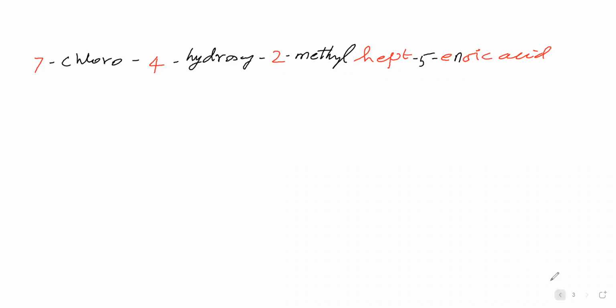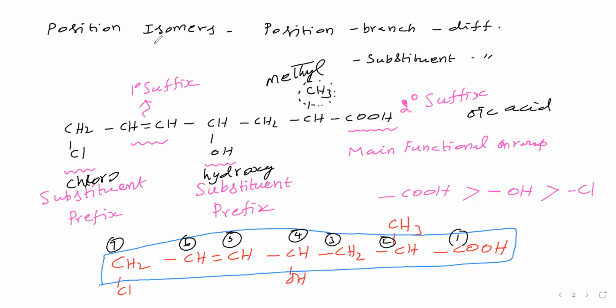Okay. Now we will come to position isomers. Position isomers means the position is different. Which position? Branch position or substituent position or even functional group position. The main functional group position is different, or the double bond position, triple bond position, anything we can say. So position of branch, position of functional group, position of substituent, if anything is different, then that comes under position isomers.